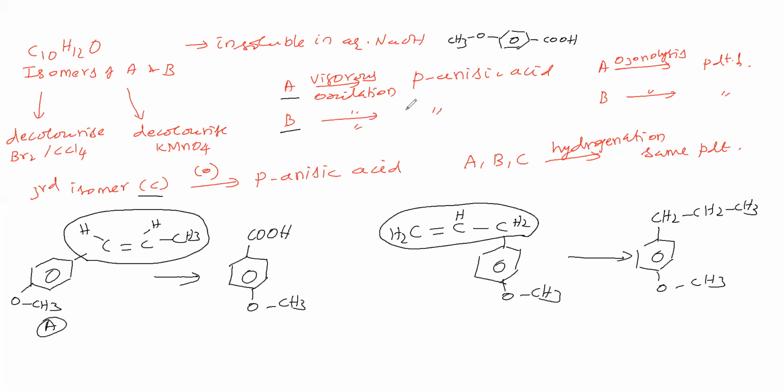Sir, now see, A on ozonolysis gives what product? The same product is given by B on ozonolysis. Suppose it is A. This on ozonolysis gives what product? We will see. On ozonolysis, what do we have to do? Break the double bond. You break the CC double bond.